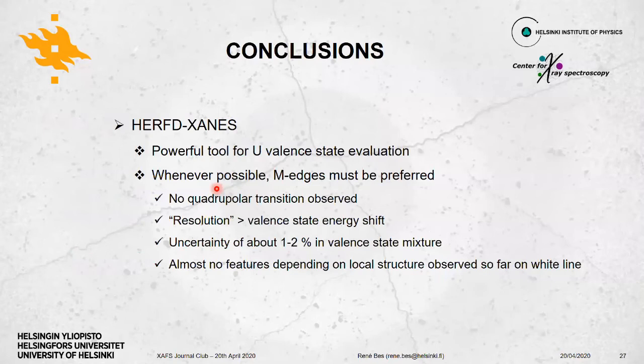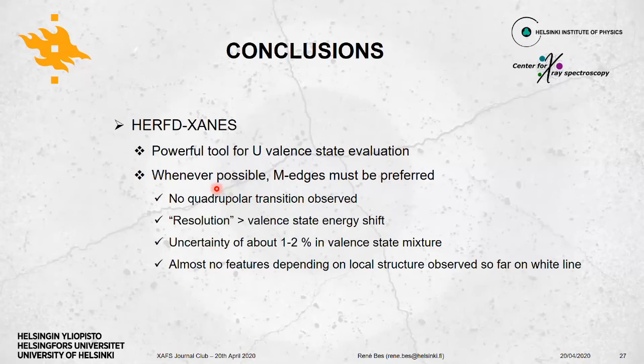So HERFD-XAS is really a powerful tool for evaluating uranium valence states in compounds, even when the compound contains several non-equivalent uranium oxidation states. Whatever the mixture, it works well. Whenever possible, M edges must be preferred because there is no quadrupolar transition in them, and the resolution, let's say the ability to separate the valence states, is better than the valence state energy shift.